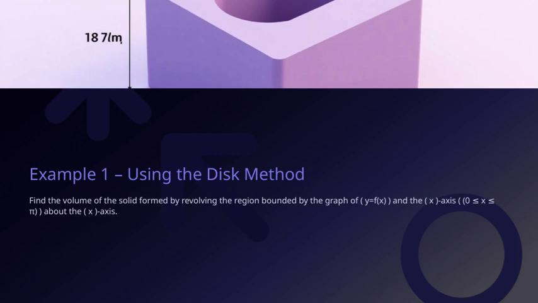Remember, the critical part is understanding that the radius of each disk is determined by the function value at that x, and the volume of each disk is pi times that radius squared, multiplied by a tiny thickness dx. This method simplifies what might seem like a complicated shape into a manageable integral, connecting the geometric intuition with the calculus technique at the heart of volume calculations.